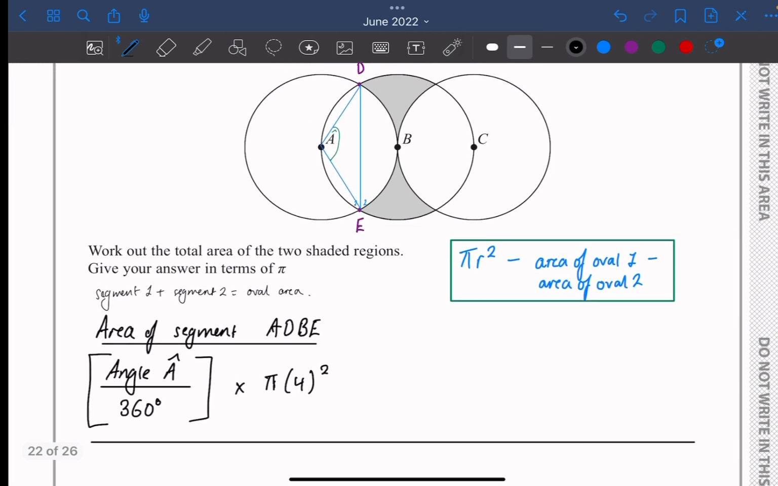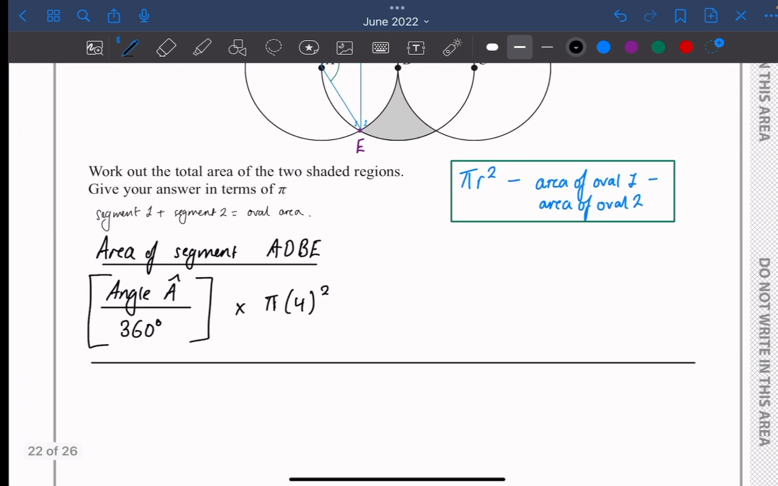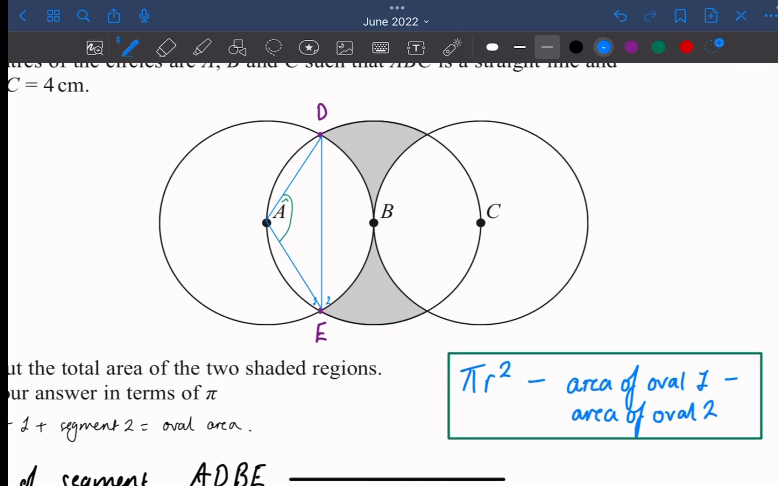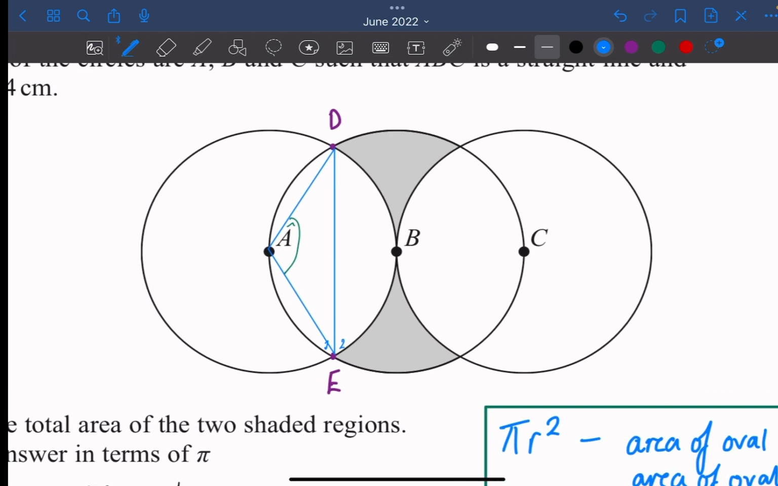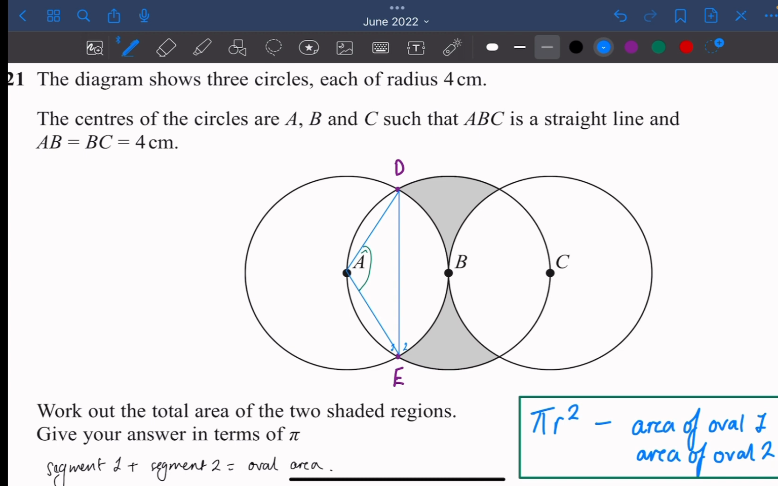Now, the question is, what we don't know is angle A. How do we find this out? It does take a bit of looking at the diagram and finding some construction lines.